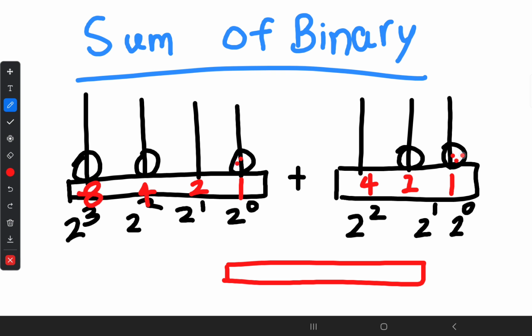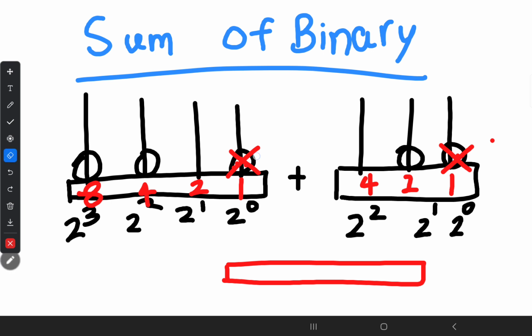If there are two ones, no need to consider these two blocks individually. We can directly put this as 2 to the power of 1. If there are two 2 to the power of 0 blocks, that means 1 plus 1, which would be 2. So in the second rod, we can put our counter to add our value. Moreover, instead of placing two counters on a rod, we always place one counter on the rod to the left of it.